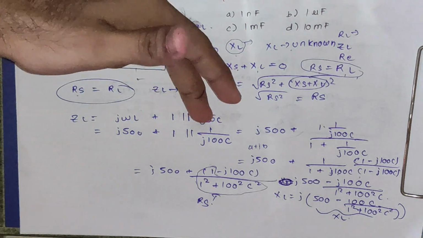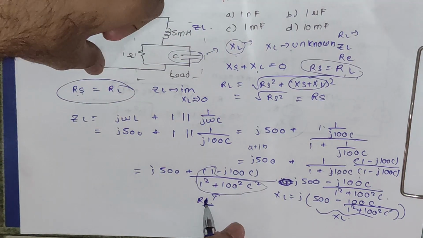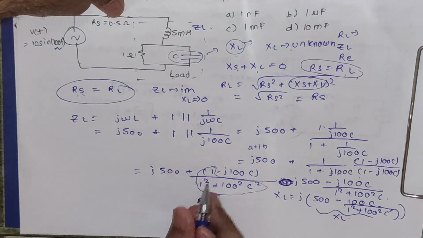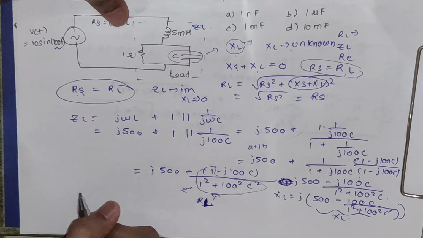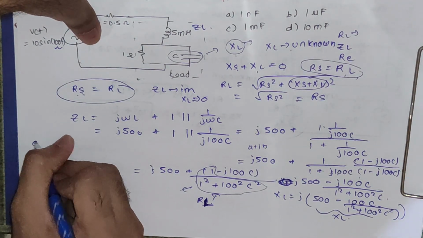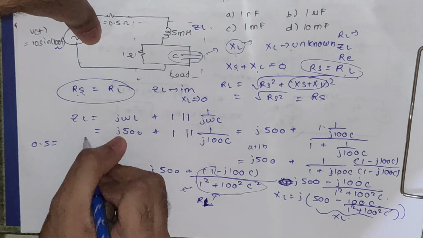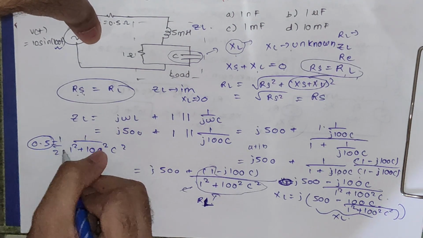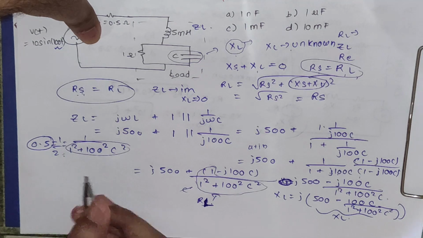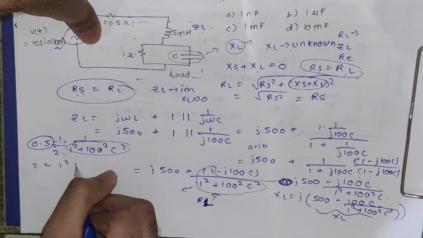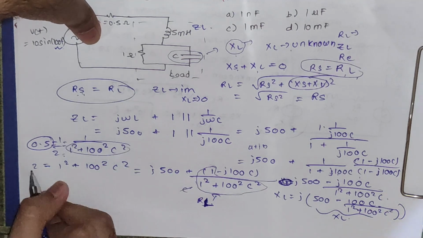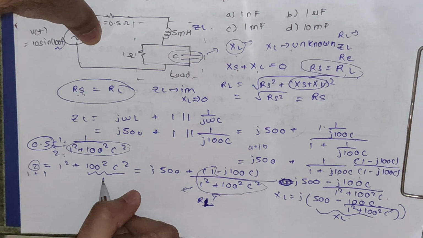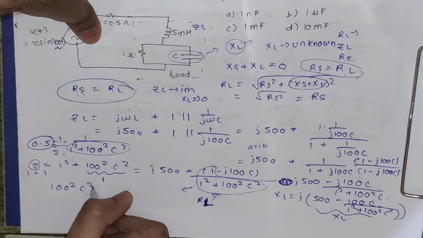So you can use either of the conditions to get your value of C. You can either equate RL equal to RS or you can equate this XL equal to 0 to get your value of C. We will equate this one, this is simpler. If you equate this to RS, RS is nothing but 0.5. So 0.5 is equal to 1 upon 1 square plus 100 square C square. We can write 0.5 as 1 by 2. It means that this denominator should be equal to 2. So 2 is nothing but 1 square plus 100 square C square. We can write 2 as 1 plus 1. It means we must have 100 square C square equal to 1.